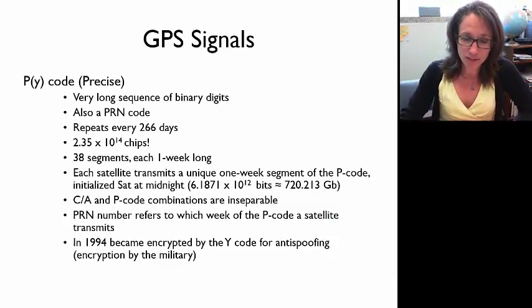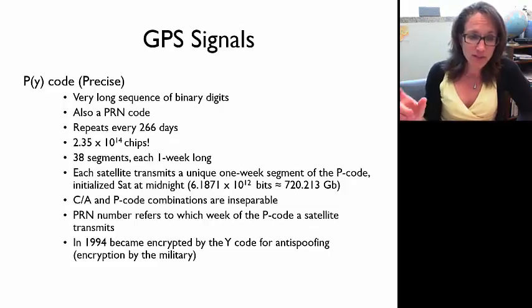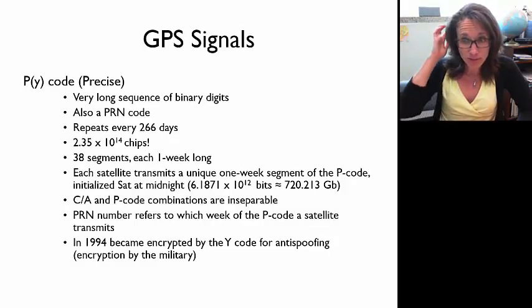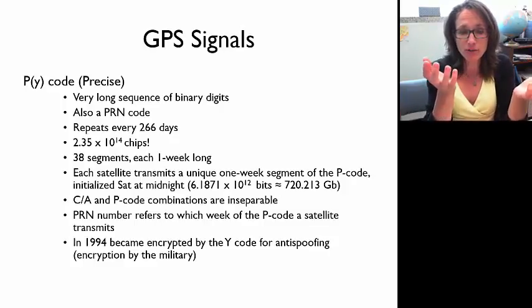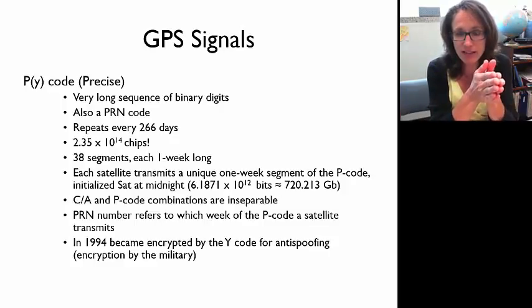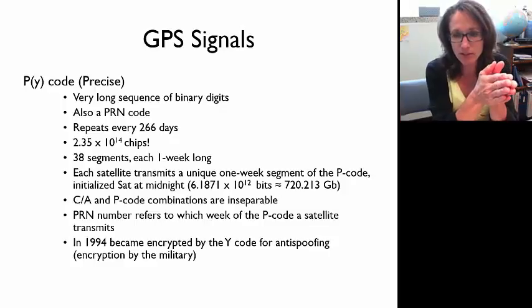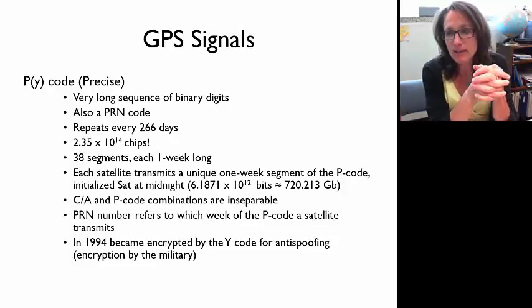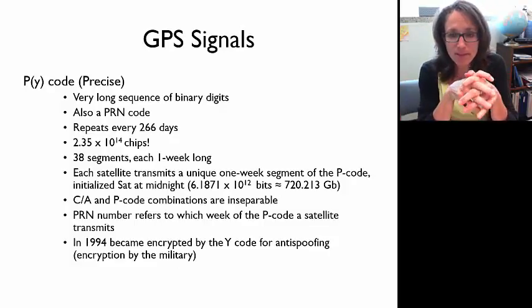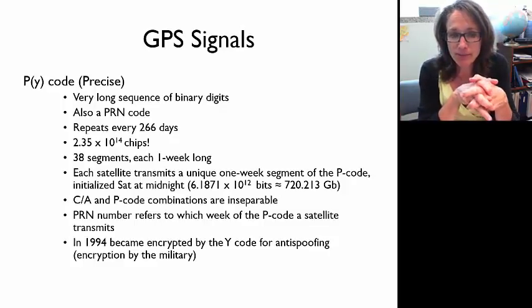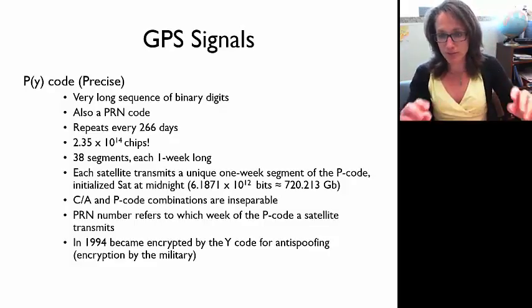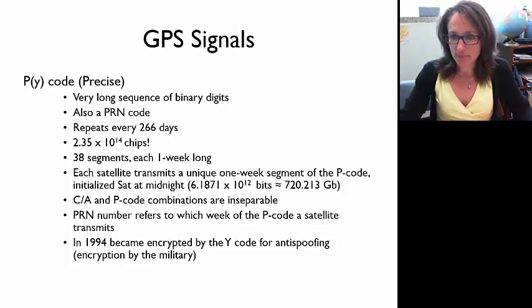It's this very long sequence of binary digits, so it's also a pseudo-random noise code. It repeats every 266 days. It has 38 segments, each 1 week long, and that's where that number comes from. So each satellite transmits a unique 1 week segment of the P code. And a CA code and a P code are combined together. If a satellite is transmitting a CA code, it transmits the P code that goes with it. So those are inseparable. And in 1994, the US military began encrypting the P code with the Y code, which makes it more difficult to mess with the signal, and it encrypts it.